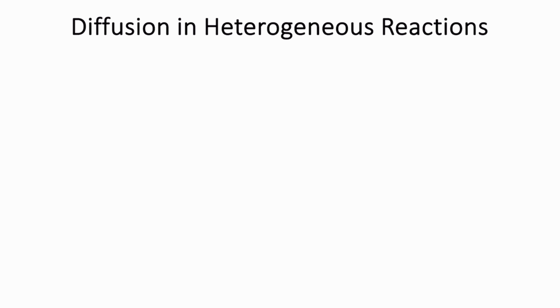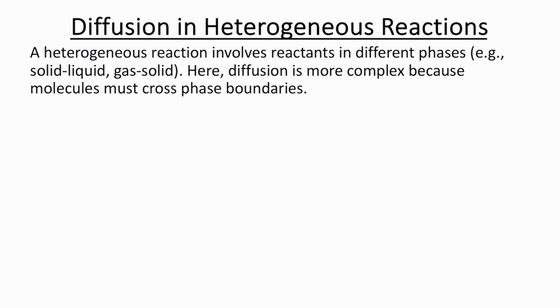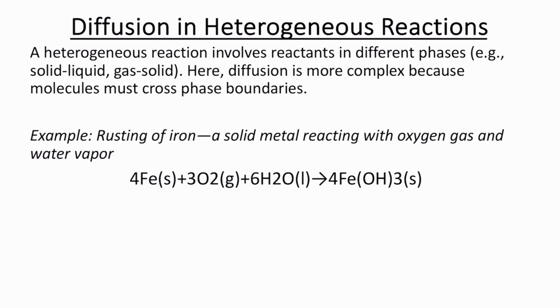Now, diffusion in heterogeneous reactions. A heterogeneous reaction involves reactants in different phases, that is solid and liquid, or gas and solid. Here diffusion is more complex because molecules must cross phase boundaries. An example of this is rusting of iron, a solid metal reacting with oxygen gas and vapor, where iron reacts with oxygen and also with water to give iron hydroxide.